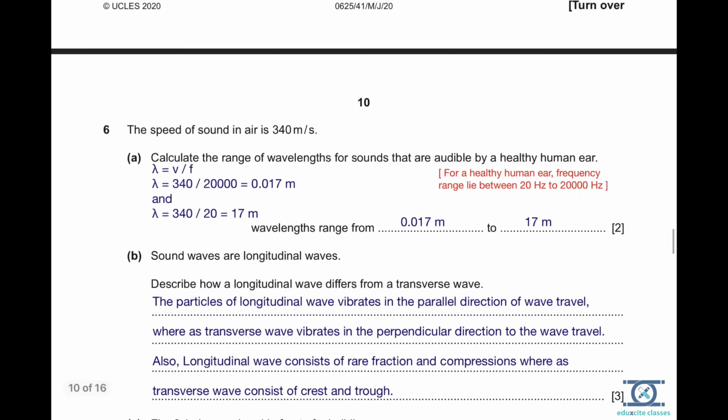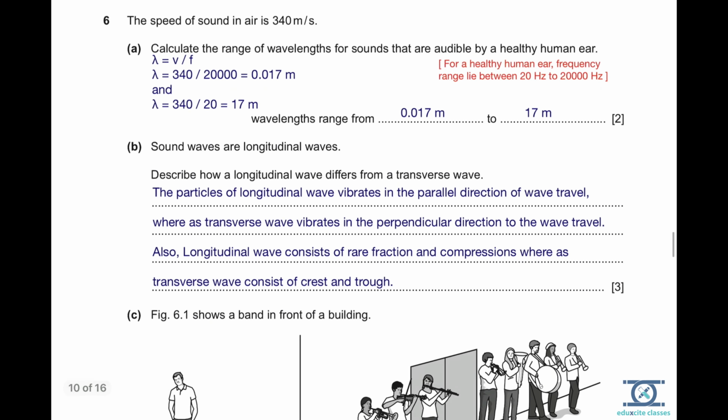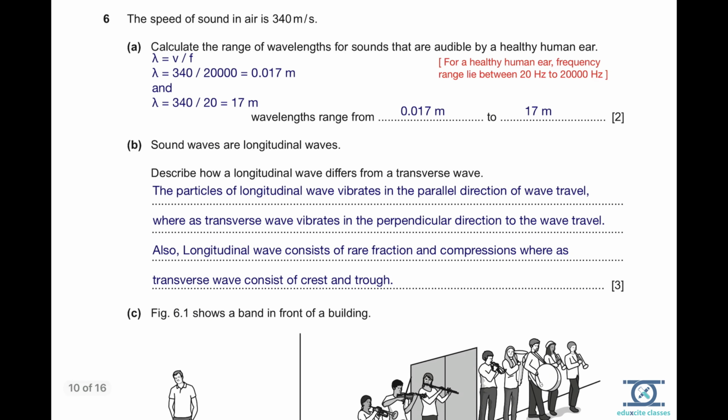Okay. Next, 6th question. The speed of sound in air is 340 meter per second, which is already given to you. Calculate the range of wavelength for sounds that are audible for a healthy human ear. We know that for a healthy human ear, the frequency range lies between 20 Hz to 20,000 Hz. And by the wave equation, the wavelength equals the speed of sound divided by the frequency.